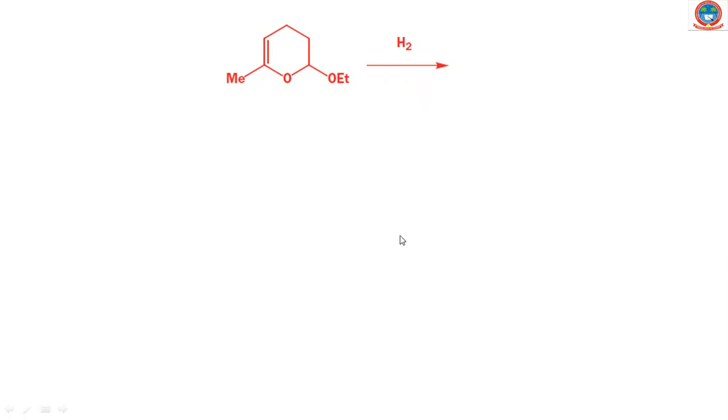this: H, H. So when addition takes place here, this methyl will be opposite to H. So send the methyl down. Consider this as a dining table, and consider this methyl going down as a leg of the table. This ethoxy is also a leg of the table, and this H will be up. Okay, fine.